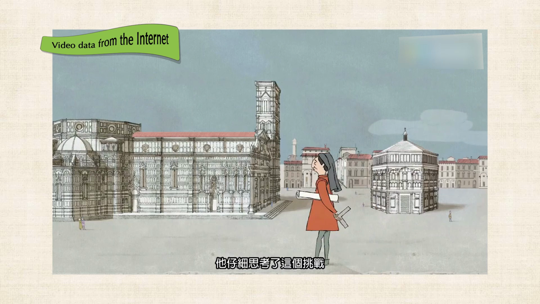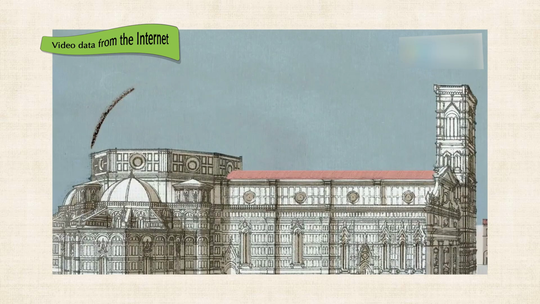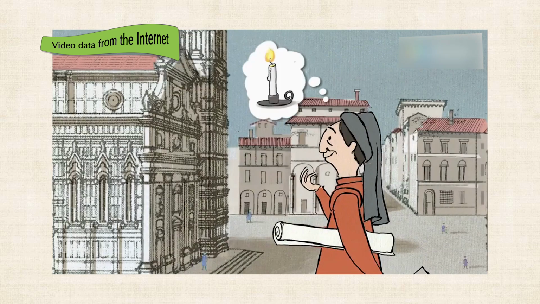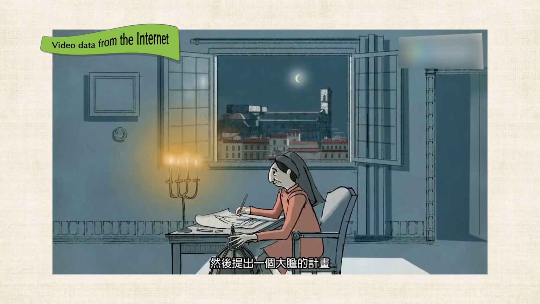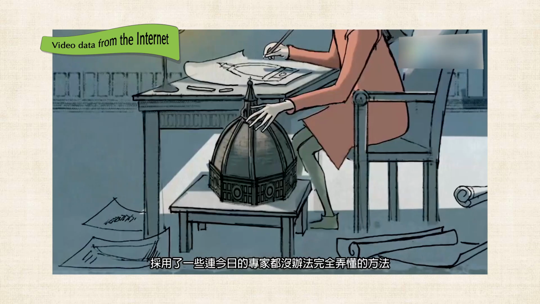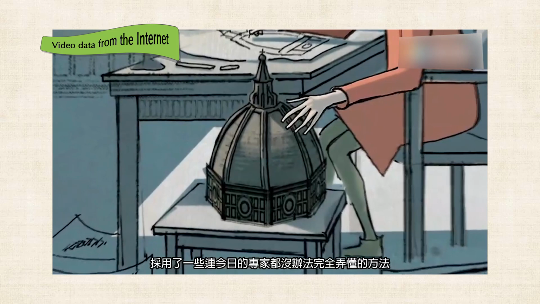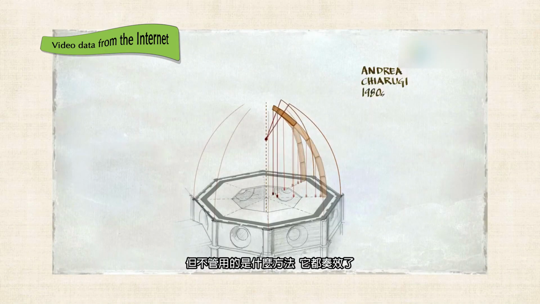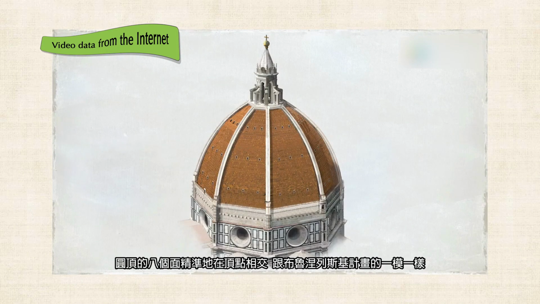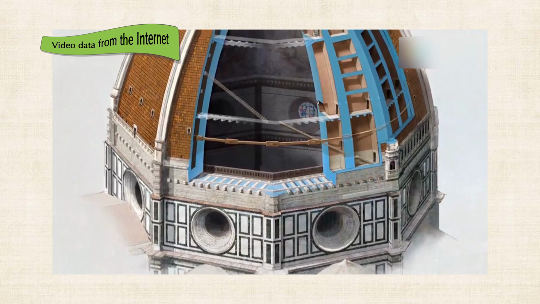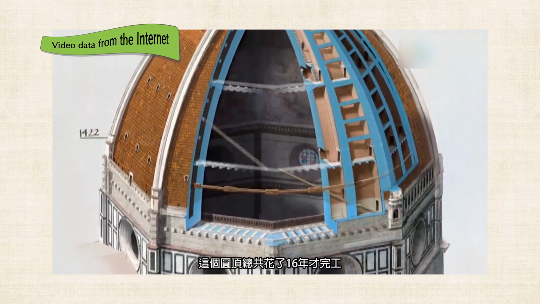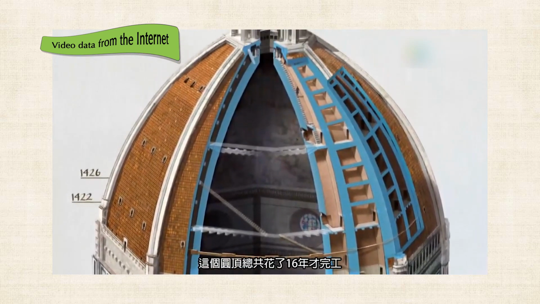He considered the challenge carefully. Then proposed a daring plan using methods that experts don't fully understand even to this day. However it was done, it worked. The 8 faces of the dome met at the top precisely, just as Brunelleschi had planned. In all, it took 16 years to complete the dome.